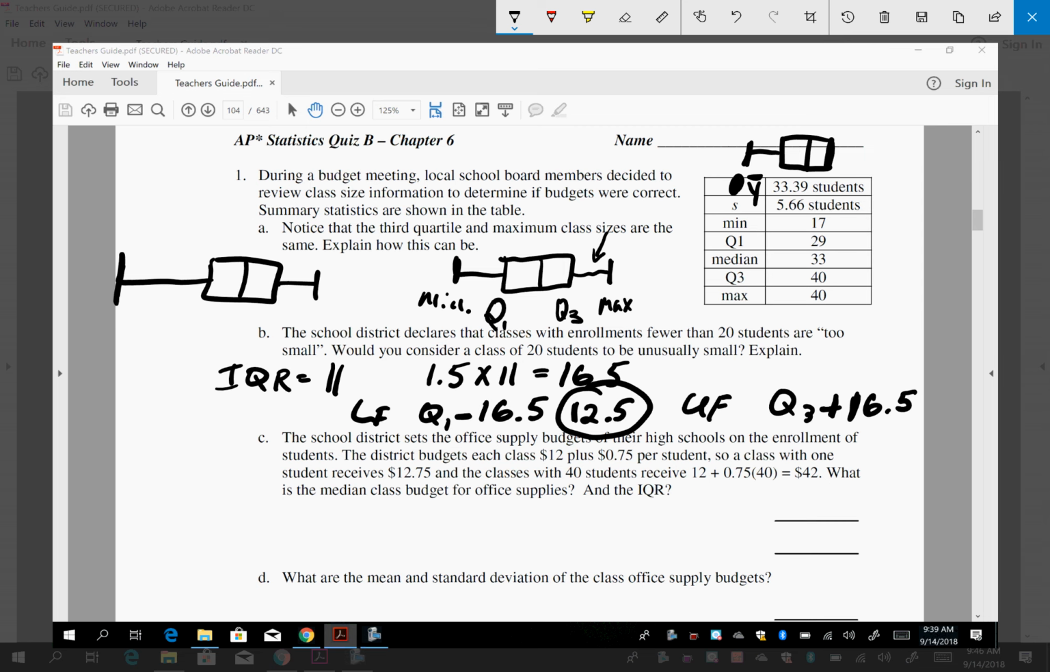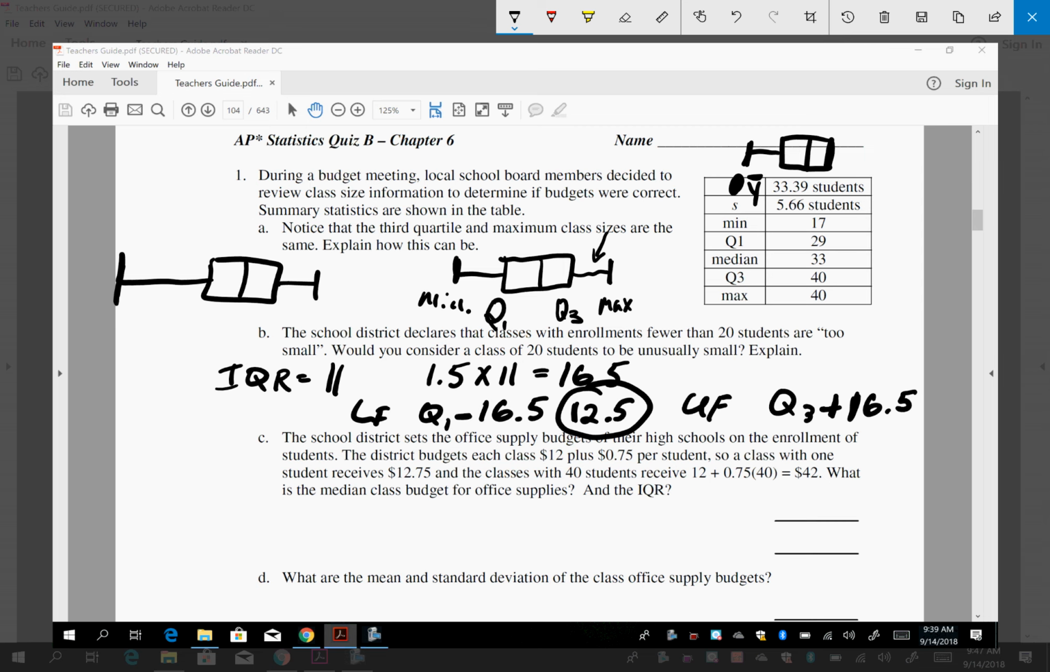Now, we don't even need to calculate the upper fence, because if quartile 3 and the maximum are the same, will we have an outlier on the other side? No, because if you have 40 as quartile 3, you know you're going to add something to it. But if your max is also 40, there's no way it could be an outlier. Which is interesting. So we have no outliers in this distribution. Everybody okay?